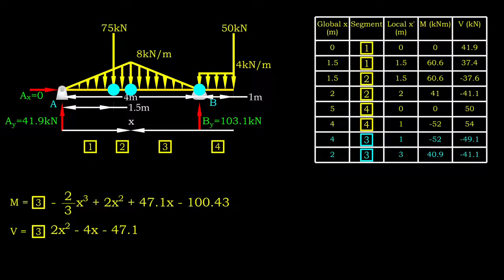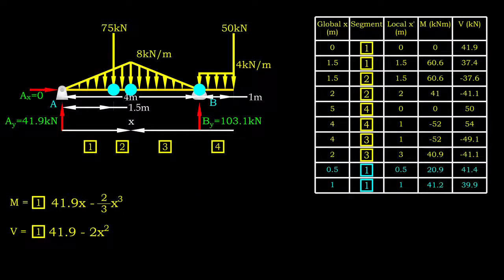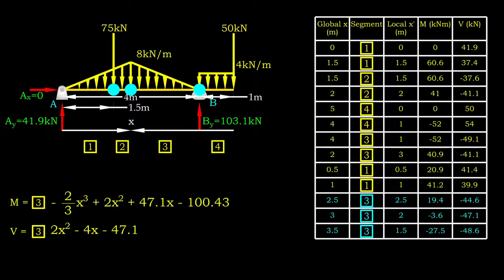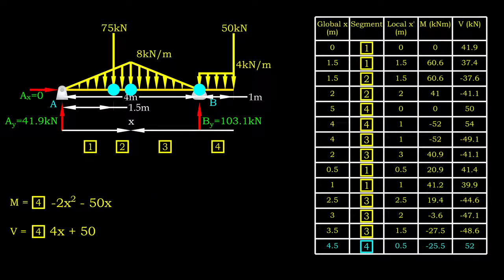For segment 3, shear force at the beginning and end of segments are negative 49.1 and negative 41.1 kN respectively. Bending moment changes from negative 52 to 41 kN. On top of that, we also want to determine the internal forces at every 0.5 meter interval. We need to revisit the internal force functions for segment 1, 3, and 4 to do so.